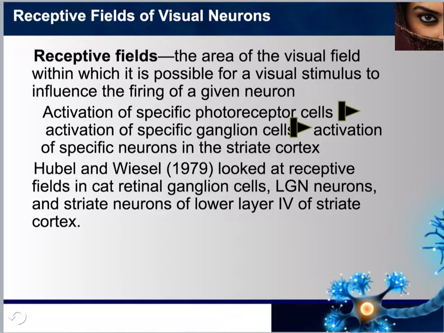Please note that the activation of a specific photoreceptor cell will bring about the activation of a specific ganglion cell, and the activation of a specific ganglion cell will consequently activate specific neurons in the striate cortex. This is what we call the organized mapping of the visual pathway.